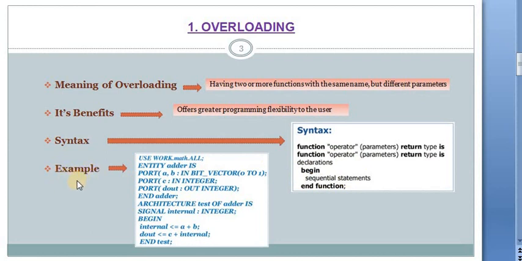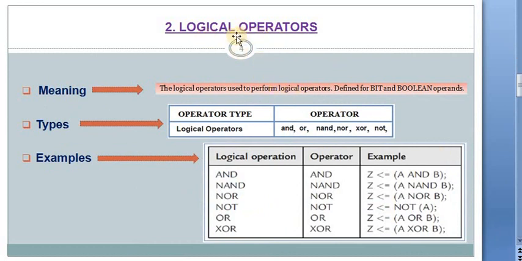As you see in the example, when the operands are of type integer, then the built-in operator function is called. And if the operands are of the type bit vector, then the function from package math is called. And after that, the code is executed in the architecture section. So I hope you now have a thorough understanding of this topic of overloading. So let's move to the next slide for the study of logical operators.